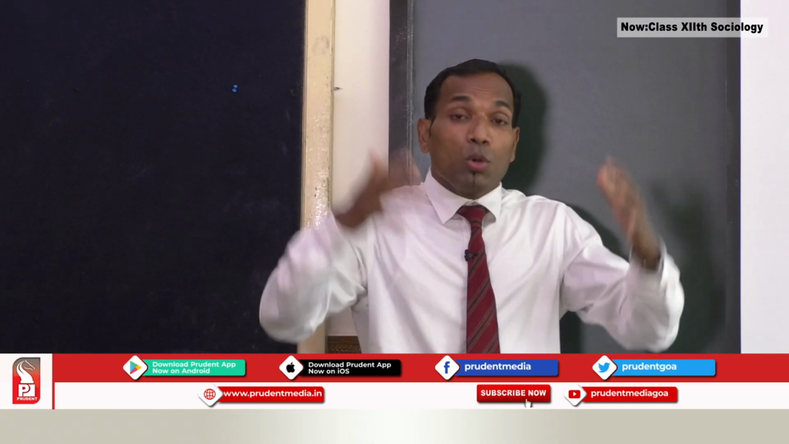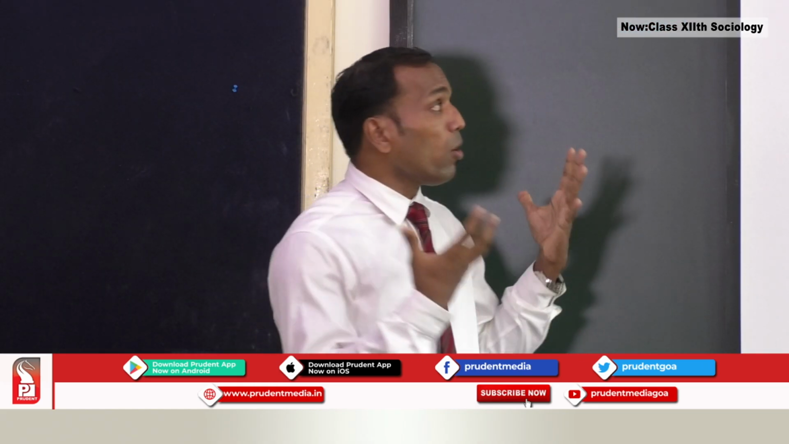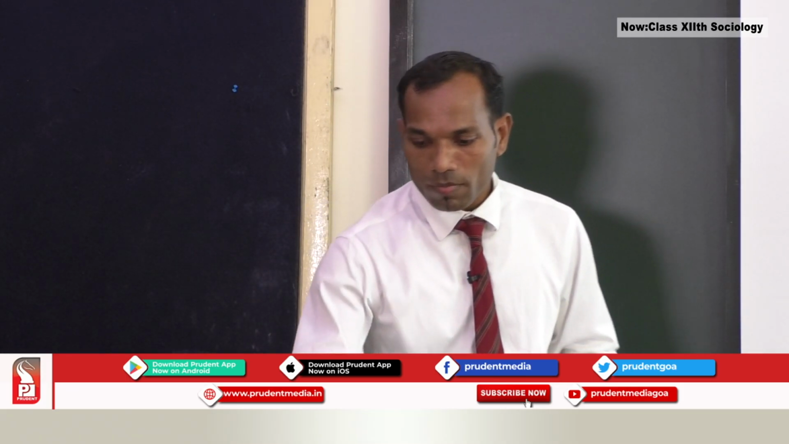So the main objective of this population policy is to have some sort of control or to slow down the growth rate of population through different birth control methods, and by creating awareness among the public related to health issues and population. So this is what we have about the population policy in India.